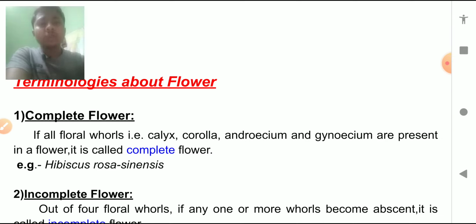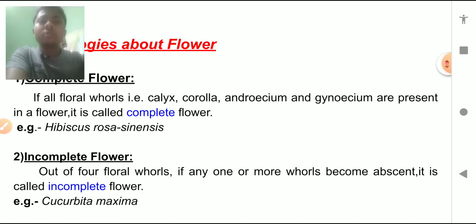What is a complete flower? From the name, one thing you can imagine: a flower that contains four floral whorls, meaning calyx, corolla, androecium and gynoecium. When these four floral whorls are present in a flower, then this flower is called a complete flower. The example is Hibiscus rosa-sinensis, or China rose. I hope you all know about Hibiscus rosa-sinensis.